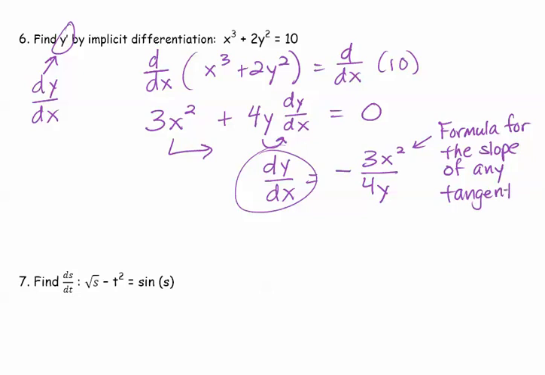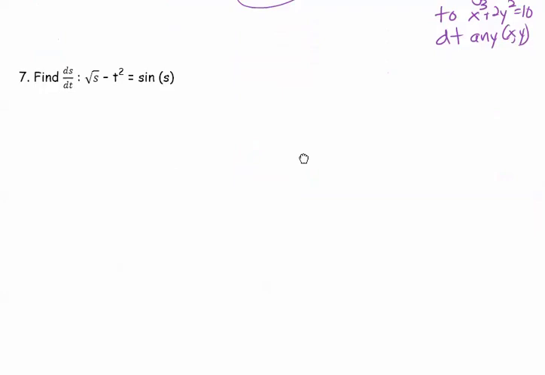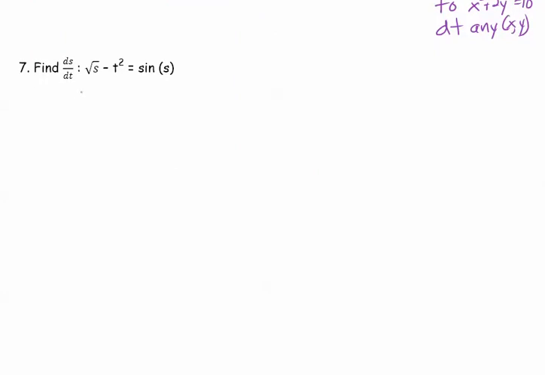To the original equation we were given, x cubed plus 2y squared equals 10, at any point on that function. So at any xy ordered pair from this function, we now know how to find the slope of that tangent line. All right, so I think we've seen this one in class.